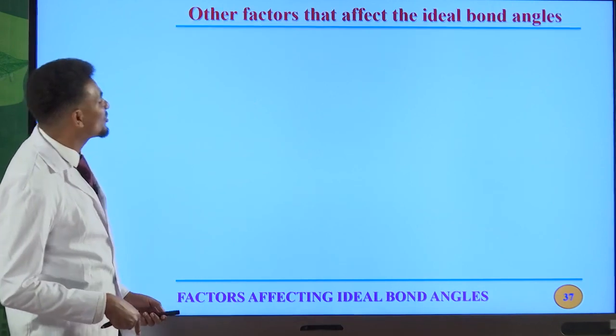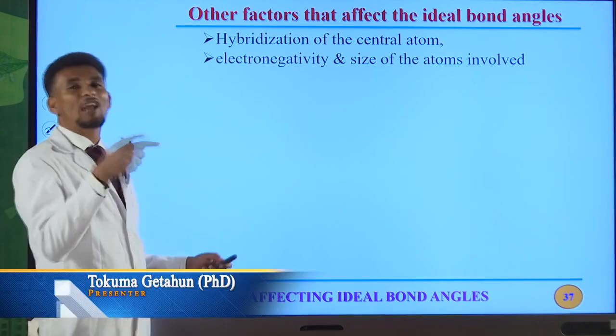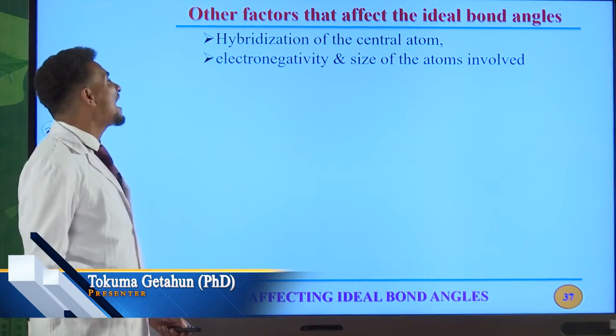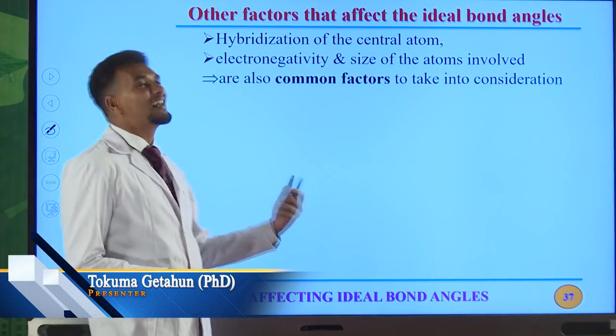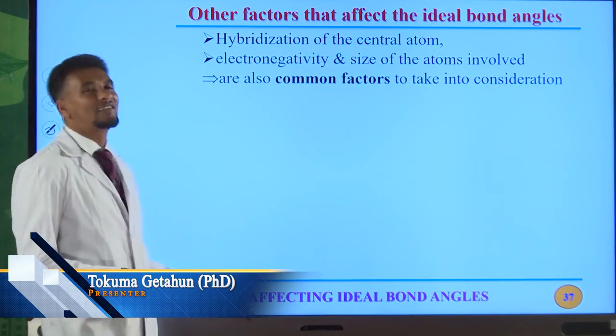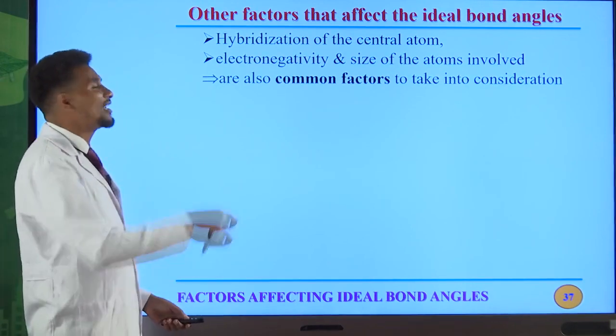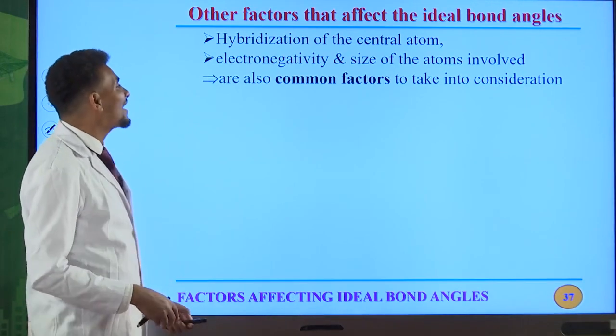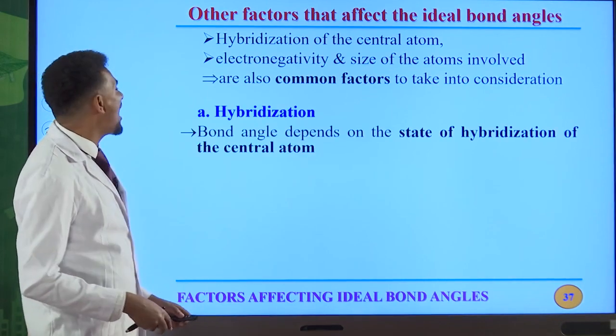So try to remember this one also. This is the second factor. The state of hybridization of the central atom, electronegativity, and the size of the atoms involved are also common factors to take into consideration. These all are also factors that affect the ideal bond angle.